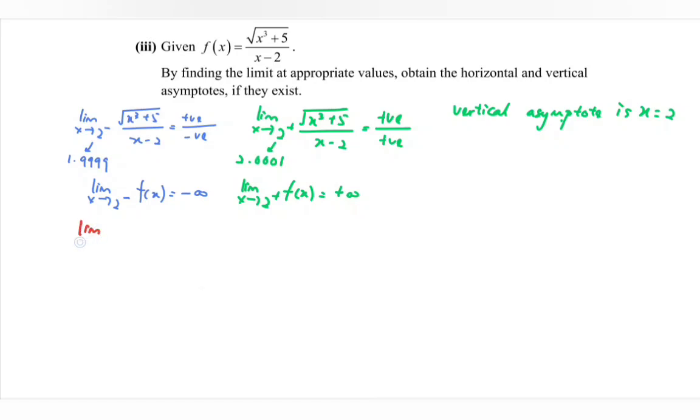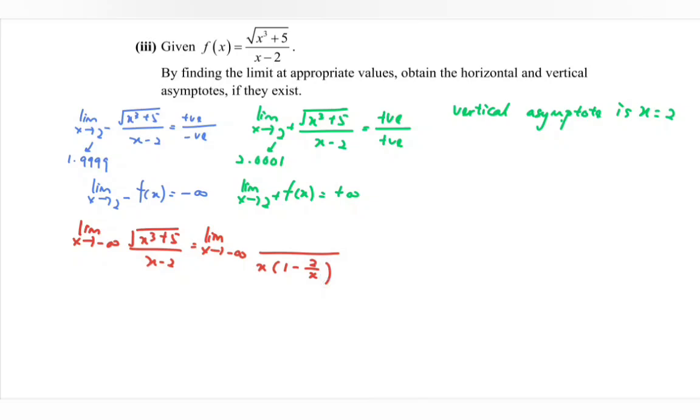So, the limit as x approaches negative infinity for the function square root of x cubed plus 5 over x minus 2. Try to imagine we have negative 100. If we substitute negative 100, we will have an indeterminate form. So from here, what we can do is divide by the highest power of the denominator, which is x. So in this case, we factor out the x. For example, the limit as x approaches negative infinity, for the denominator we factor out the x, so here we have 1 minus 2 over x.